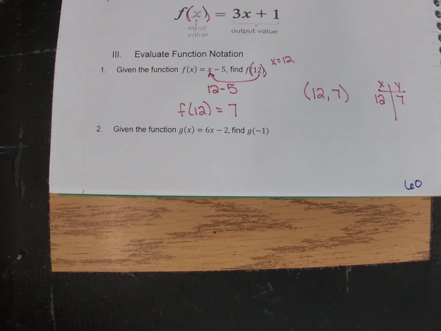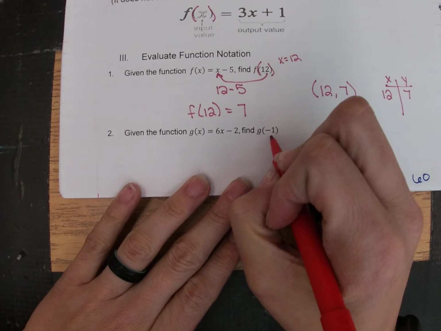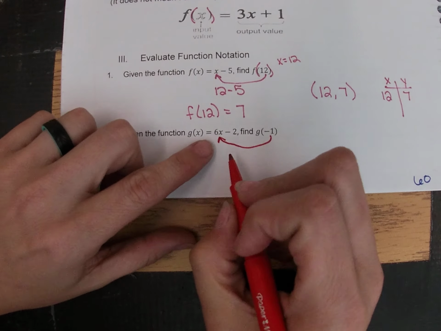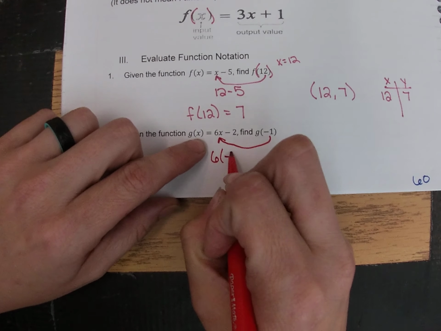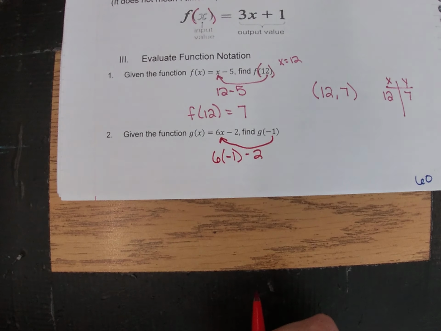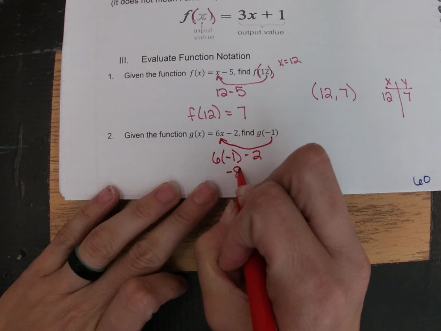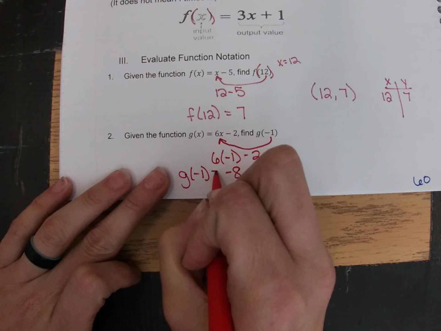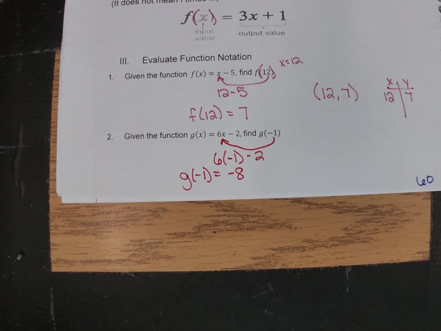Once we realize what this does, it's not too difficult of a process. If we want to find g of negative 1, this is telling us that our x value is negative 1, and we'll just plug in negative 1 for x. So instead of saying 6 times x minus 2, we'll say 6 times negative 1 minus 2, which is really just negative 6 minus 2. So g of negative 1 equals negative 8. When x is negative 1, y would equal negative 8.